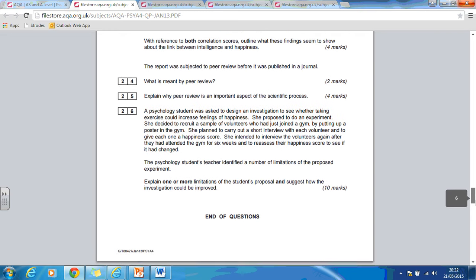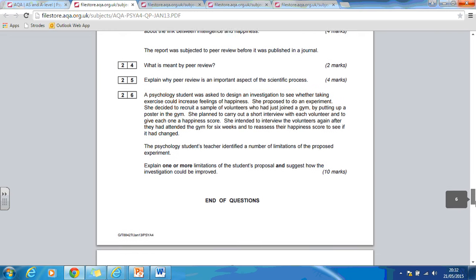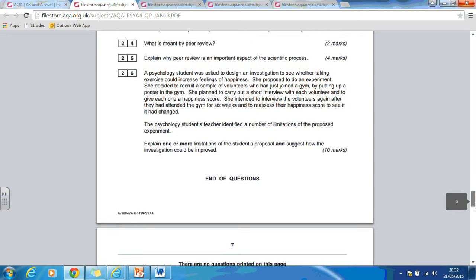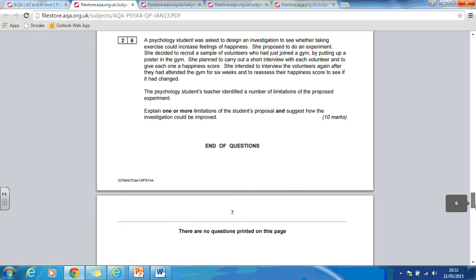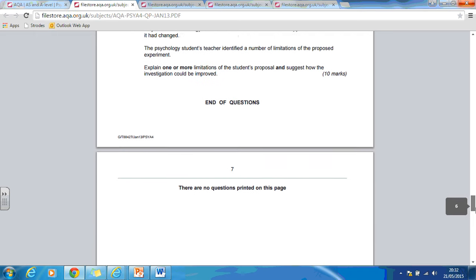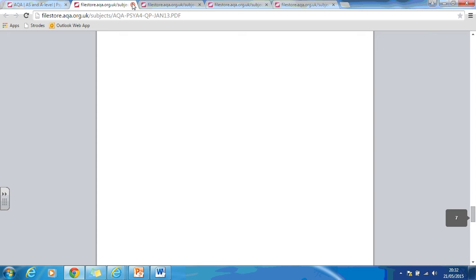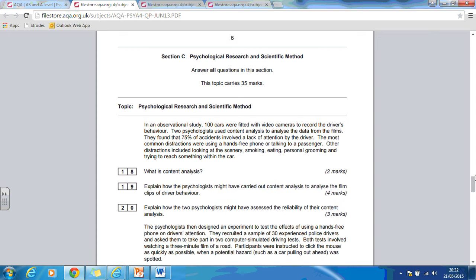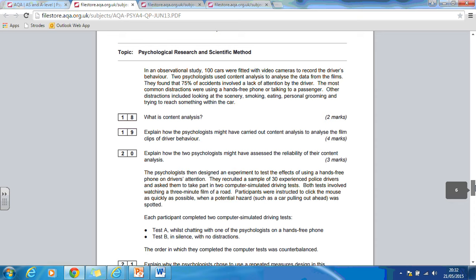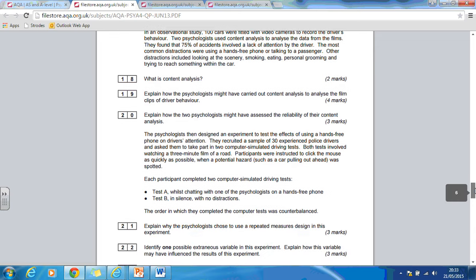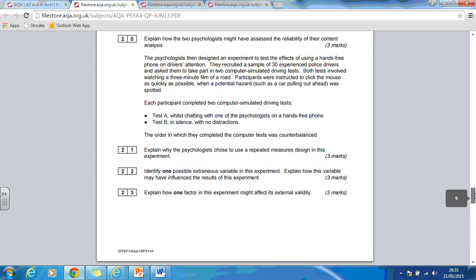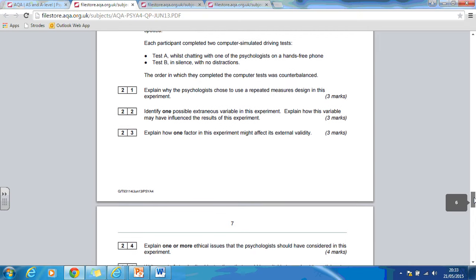You need to know about peer review and why it is important for the scientific process. You could be asked to identify limitations of actual experiments or other studies conducted. So there's actually a lot of application of knowledge in this, and there's only very minimal definitions. Thus far they've only asked definitions about reliability, validity and content analysis, and they've also asked about the process of content analysis, which we have already discussed in class.